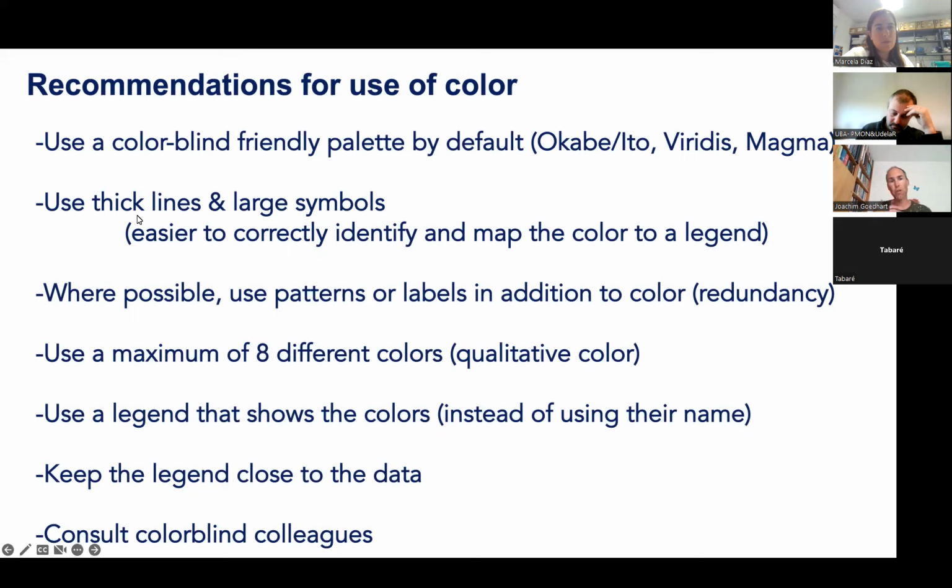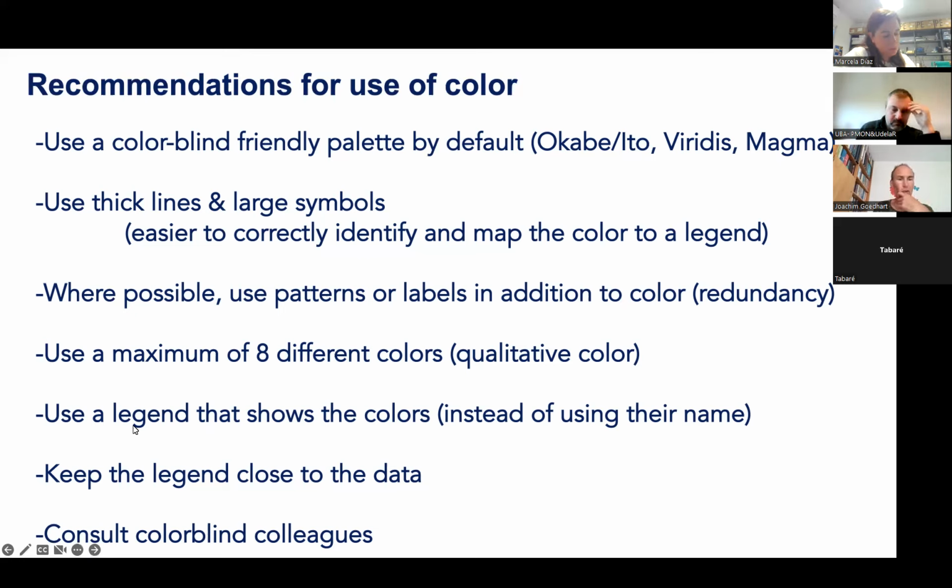When you use thicker lines and larger symbols, it will also be easier for colorblind people to identify the color or to connect the data to a legend. And where possible, you can use patterns or different symbols or labels in addition to color. So then you have a bit of redundancy in the coding that also makes it easier, of course. And for the qualitative color schemes, like the Okabe Ito, you can only use a maximum of 8 different colors, because otherwise the colors will be harder to separate.